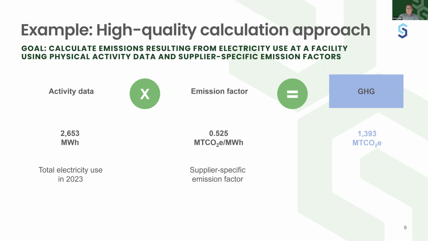The final highest quality and highest accuracy calculation approach uses supplier-specific emission factors. So for example, if your utility provider were to provide an electricity-specific emission factor, like we have here, then you would use that along with your electricity consumption to calculate your greenhouse gas emissions for that site. It is still uncommon to have access to these very specific emission factors, but this might change in the near future as suppliers advance in their own sustainability journeys.